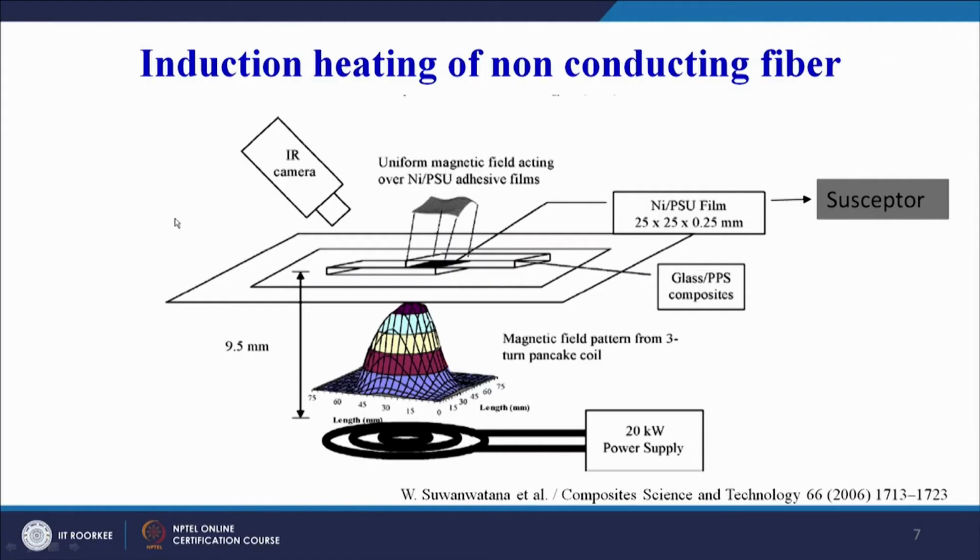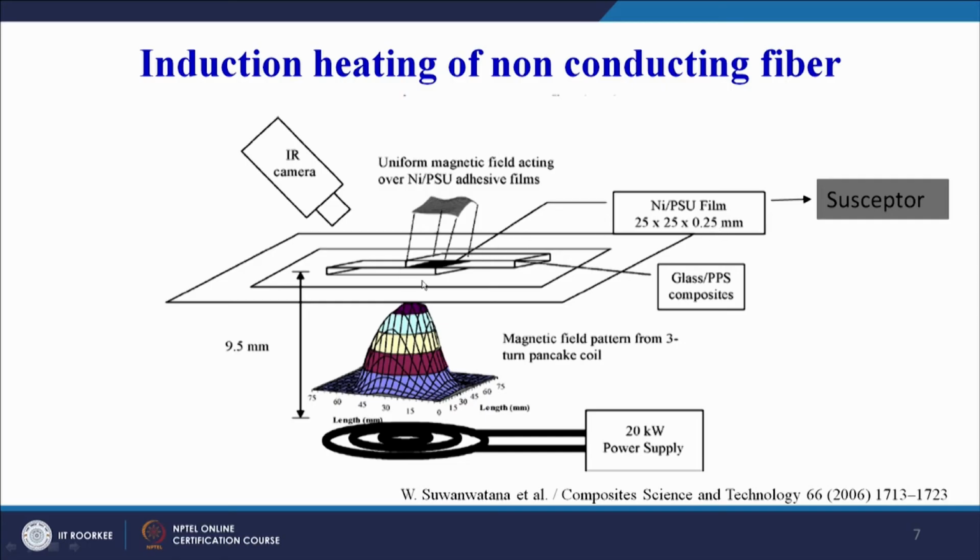This is the induction heating of a non-conducting fiber, you can see here. If you remember, in non-conducting fiber what do we need to add in order to make a joint? We need to add a susceptor material in order to make a joint. So an example has been taken here. This black portion depicts the glass PPS composite. This is the other glass PPS composite, and in between, the black layer is the NiPSU film, and the dimensions of the film are also given: 25 by 25 by 0.25 millimeter.